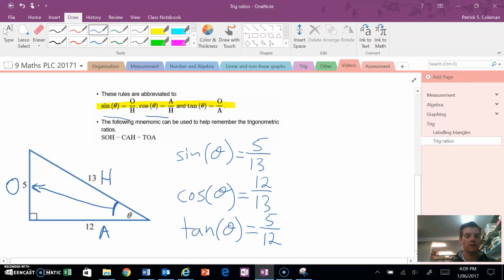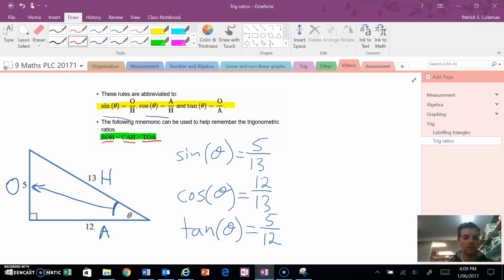One of the things that we're going to need to get used to is actually using these different ratios, and a simple way we can remember them is this little trick here called SOHCAHTOA. So if we think about what this means, we've got S for sine, O for opposite, H for hypotenuse, C for cosine, A for adjacent, and H for hypotenuse, and then we've got tan, opposite and adjacent. So that's going to help us go through.